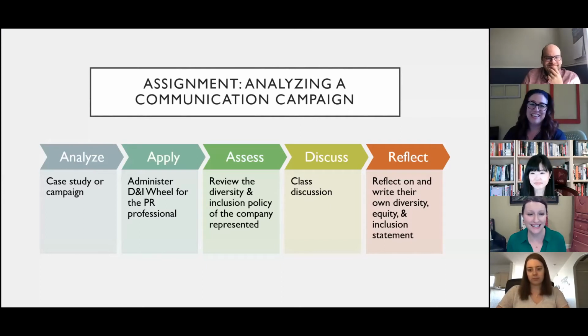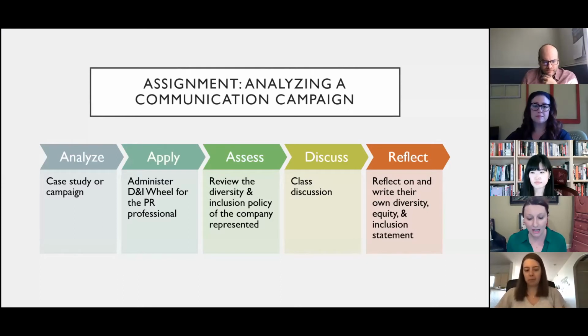So this assignment is analyzing a communications campaign. In the first step, what you really want to do is give students a recent case study or campaign to read. And you can pull those from PRSA, you can pull those from Page Society, any type of campaign that really fits with you and your teaching preferences. And then what you want to ask your students to do is read the case study completely and then have them highlight and make notes that illustrate direct connections back to diversity, equity, and inclusion while they're reading this case study. And then you can also encourage them to go online and look at some of the digital aspects.